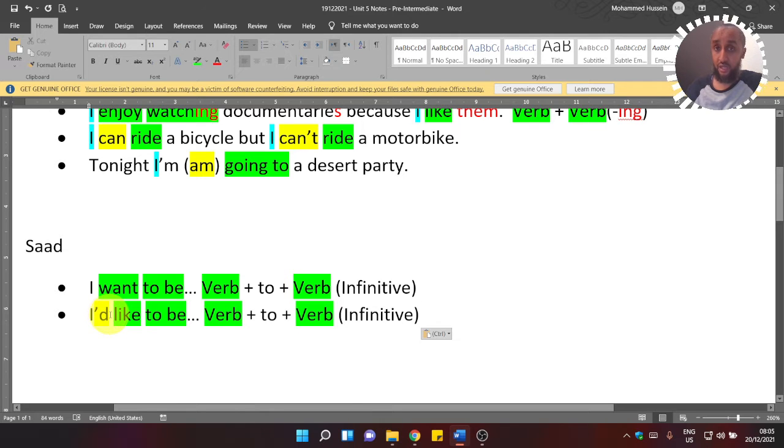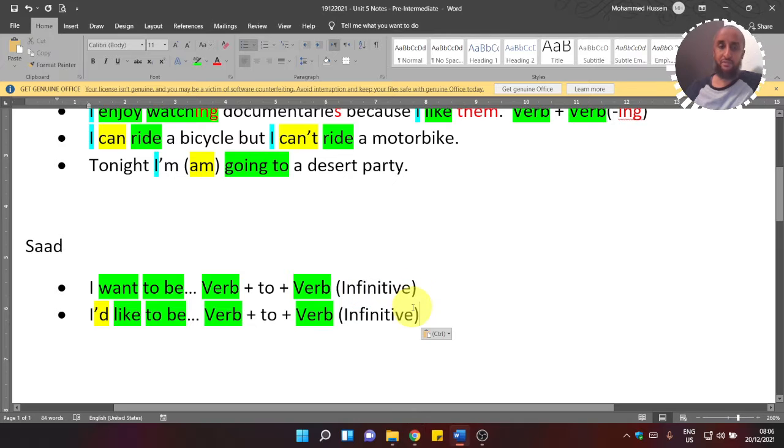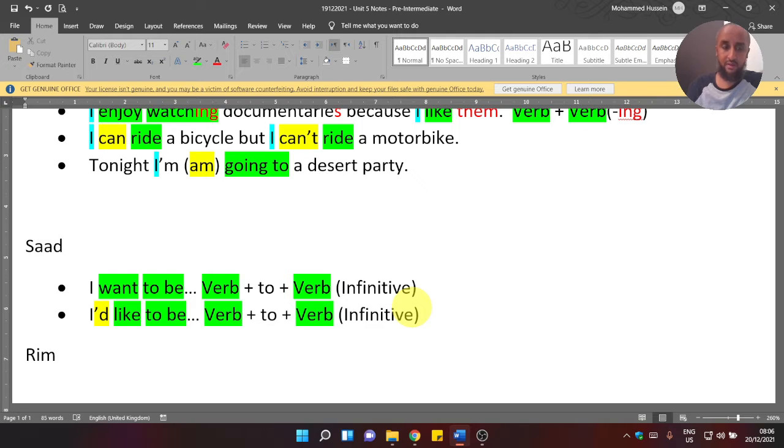Okay, good. So I think that is it for Sad. Next, we're going to look at Rim. So let's find out some verb patterns from Rim. Okay, so Rim, not Rid. Rim. Okay, let's do two spots here.